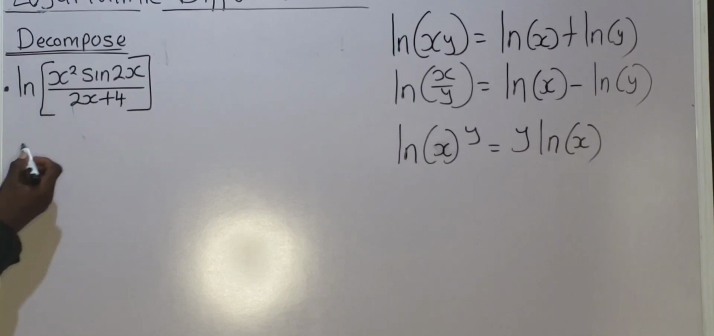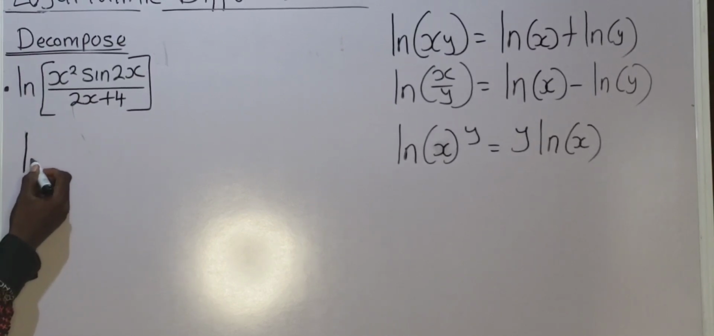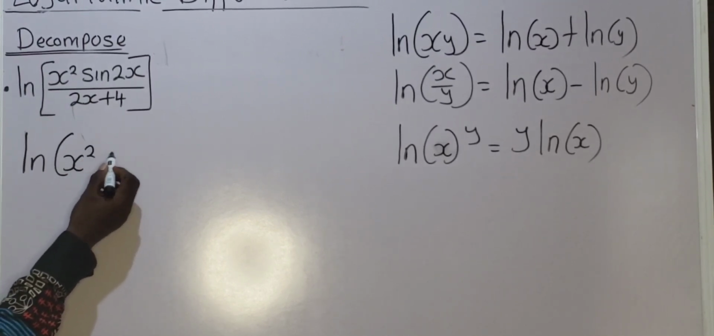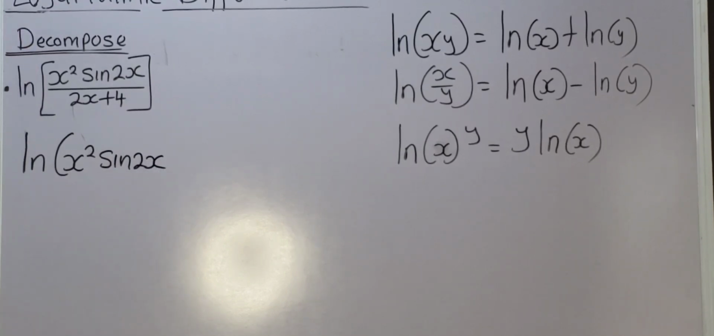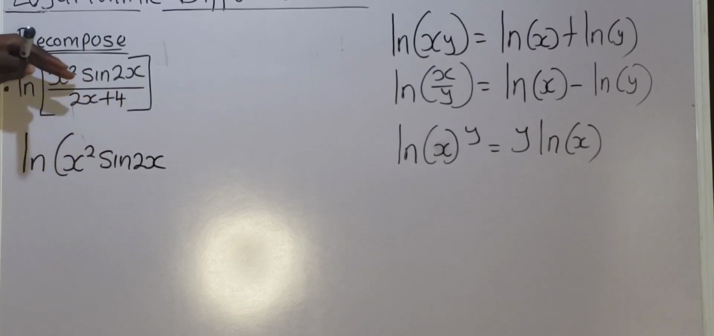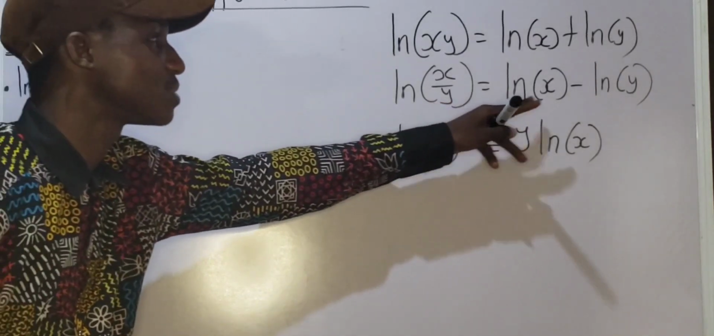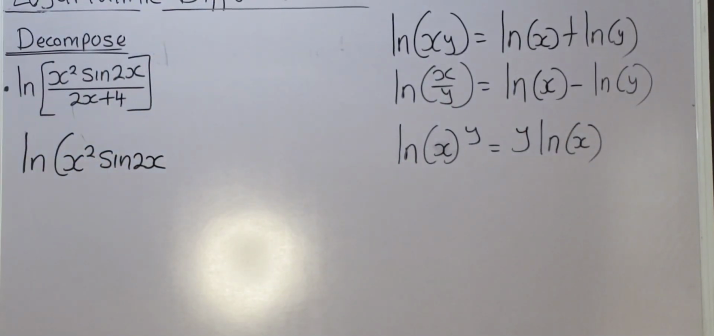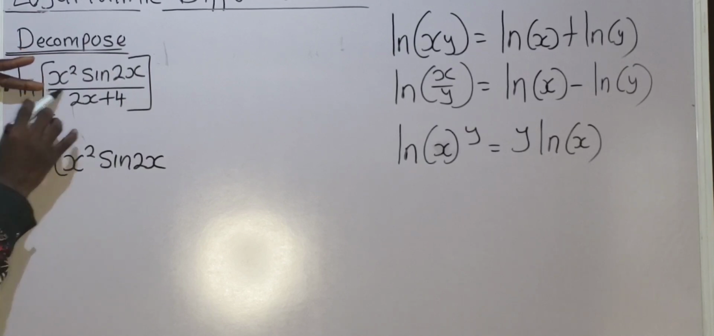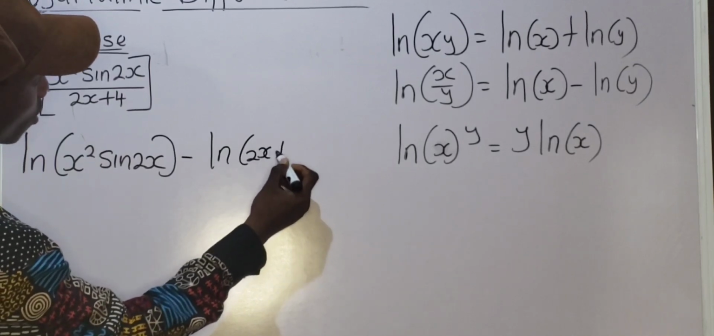So for this, I'm going to express it as this. Solution. I have ln of x squared sine 2x over 2x plus 4. The sign between x squared and sine 2x is a product sign, but I also have a division sign between x squared sine 2x and 2x plus 4. And if I have a natural log of a quotient, what will happen? That will be the difference between the natural logs. Is that not it? The natural log of a quotient is the difference between the logs. Are you getting it? So you can see that the division sign is here. So for this, I'm going to have the difference, which is minus ln of 2x plus 4.